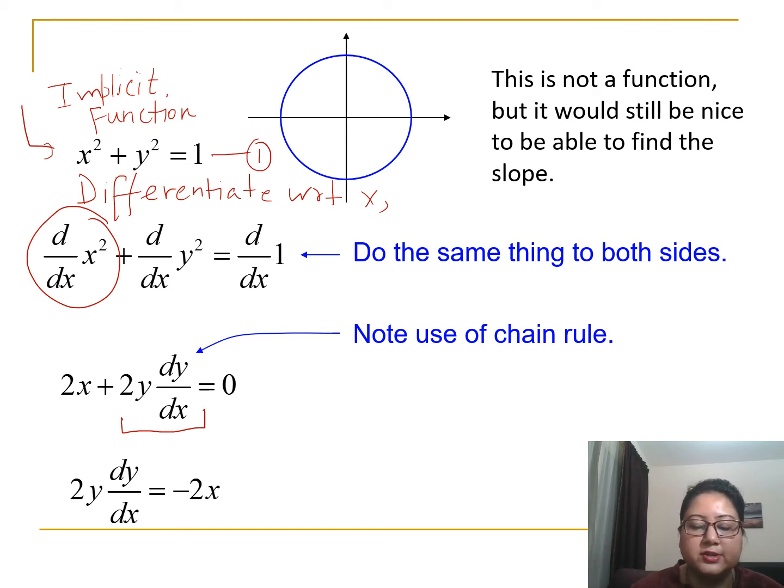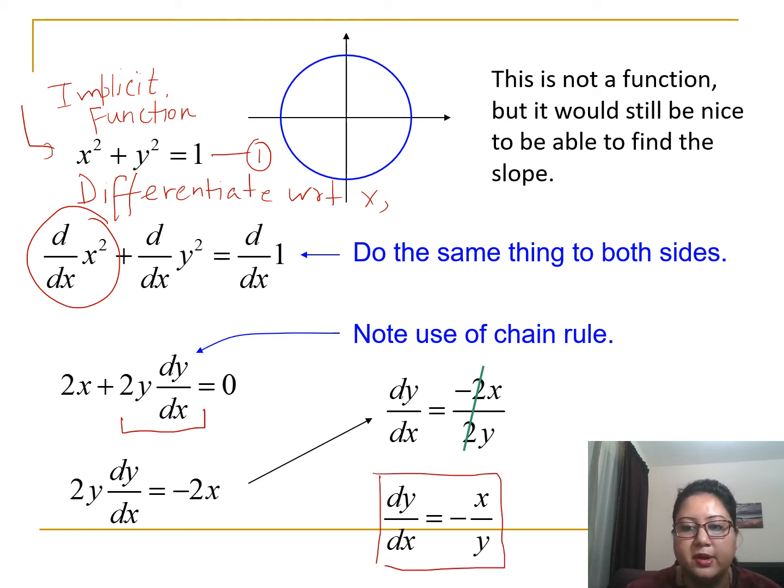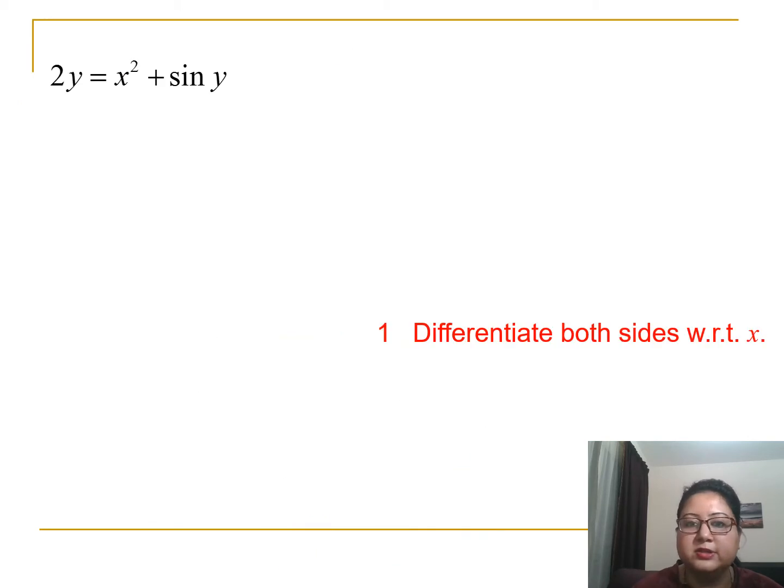So just rearrange this a little bit, simplify, and then you will be able to write your dy by dx as negative 2x over 2y. Now we are going to cancel the common factor and eventually reach our final answer, that is dy by dx is equal to negative x over y. This is our final answer. We have reached the slope of this function. So what you saw, the steps here, this is called the technique of implicit differentiation.